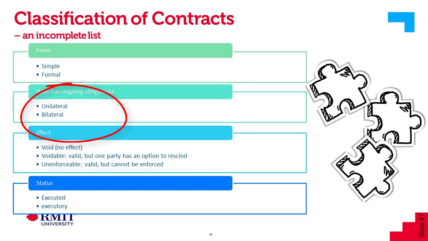And when you read the classic case that brings us all together, which is Carlill v Carbolic Smoke Ball, that will talk a lot about unilateral contracts. So what's a unilateral contract? Any ideas? SJ.